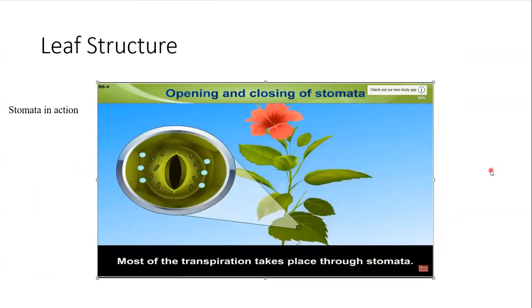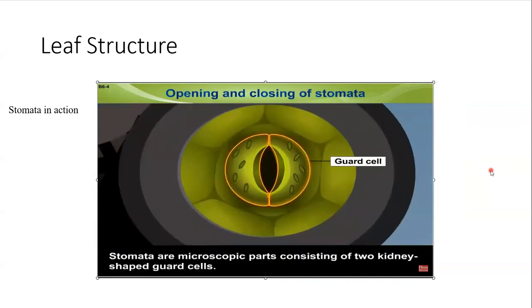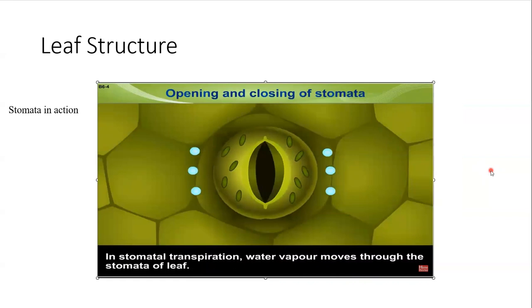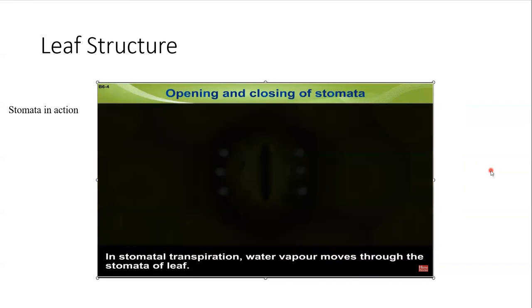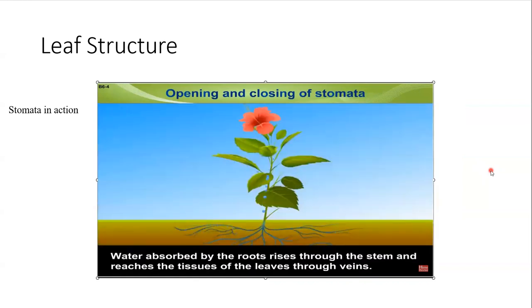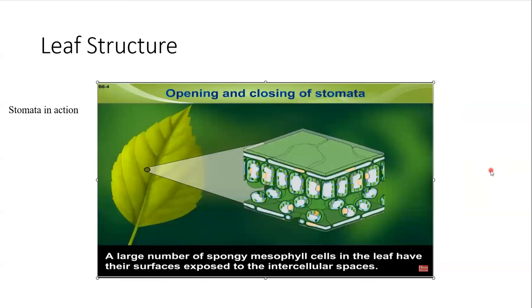Most of the transpiration takes place through stomata. Stomata are microscopic parts consisting of two kidney-shaped guard cells. In stomatal transpiration, water vapor moves through the stomata of the leaf. Water absorbed by the roots rises through the stem and reaches the tissues of the leaves through veins. A large number of spongy mesophyll cells in the leaf have their surfaces exposed to the intercellular spaces.